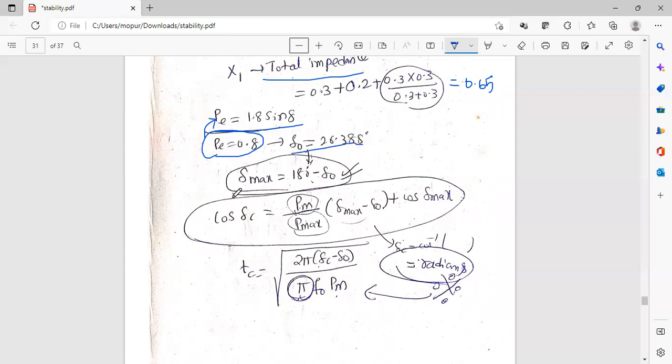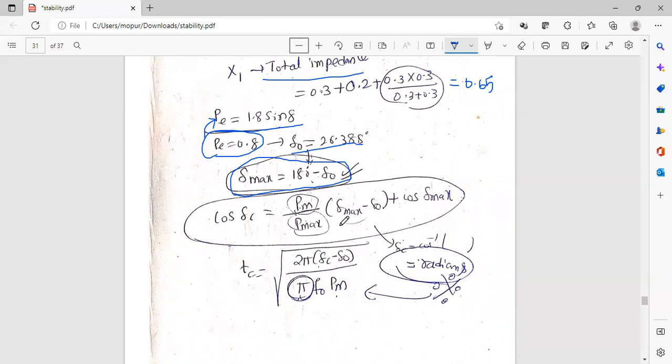Now, the del max formula is 180 minus del naught. This is the formula for del max. We are using this del max term in the critical clearance angle. So the formula for del max is 180 minus del naught, and you will get the value of del max.